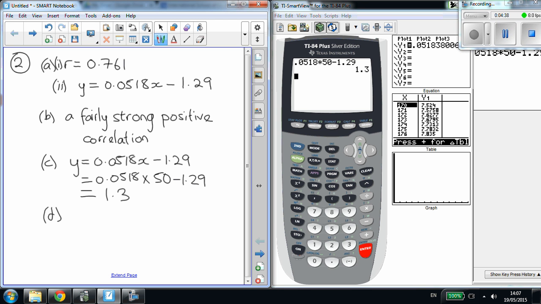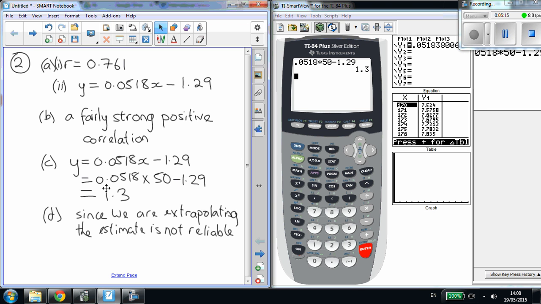Well, there are 2 things they're looking for here. The correlation is reasonably strong, so the estimate is reasonably reliable, but the x value of 50 is not within the bounds of the data we've been given. I think the lowest high school grade in the data we were given was 70. So here we are extrapolating. Since we are extrapolating, the estimate is not that reliable. And that would be sufficient for the 2 marks.